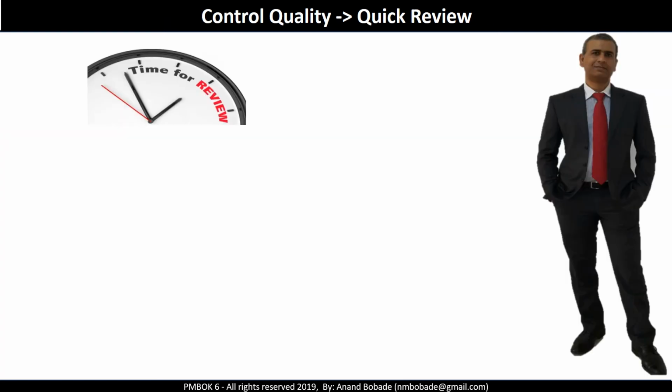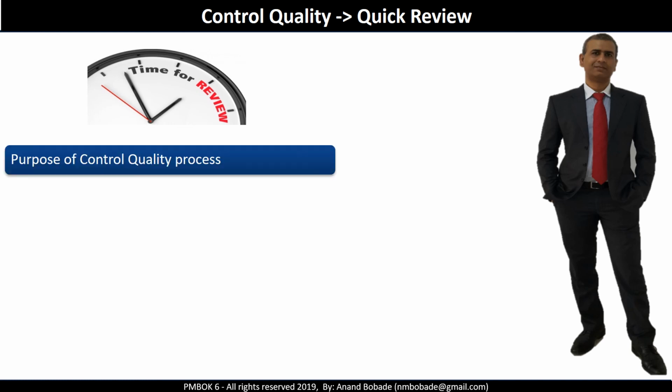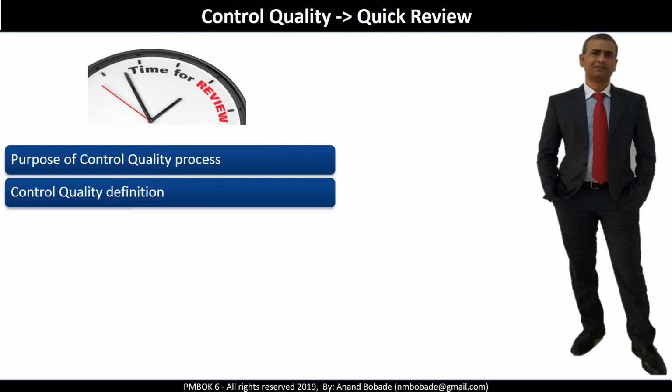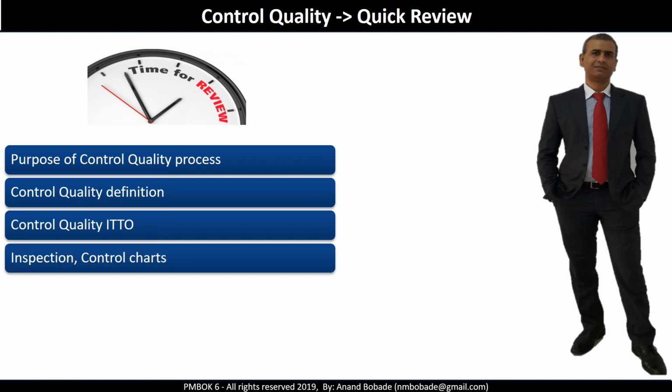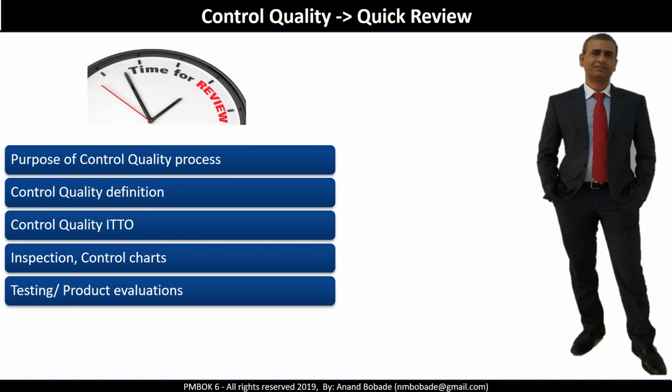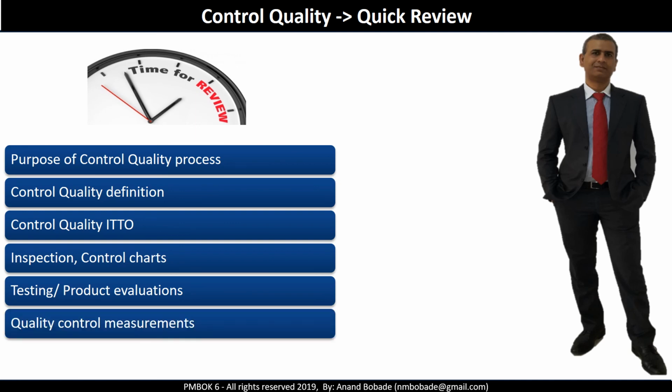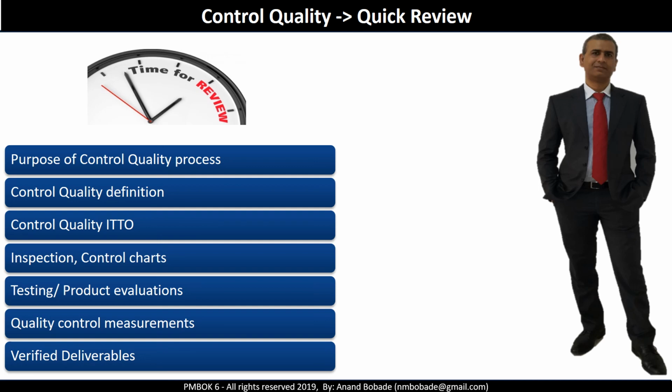Good job, you have completed the control quality process, and with this the quality management knowledge area is complete. Let's do a quick review of the topics covered in this session. In the overview, you learned about the purpose of the control quality process through an example. We went through the control quality definition, and learned inputs, tools and techniques, and outputs. We talked about inspection, control charts, regression diagrams. We talked about testing and product evaluation, which is a newly introduced tool and technique. You learned what quality control measurements are, and finally what verified deliverables are.